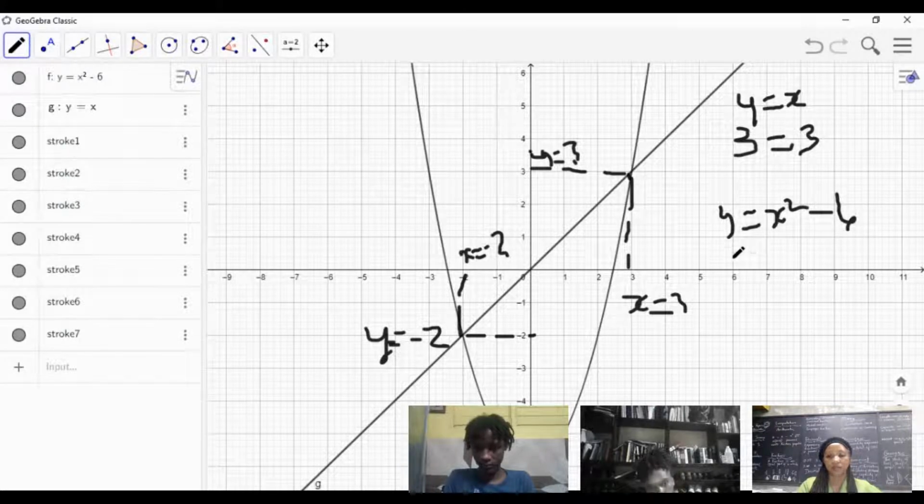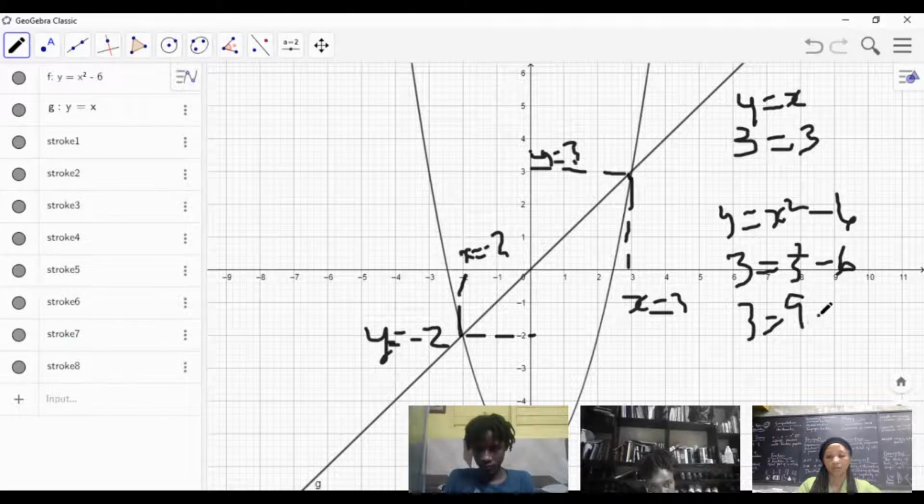So 3 equals 3 squared minus 6. And 3 squared is 9. So 3 equals 9 minus 6. And 9 minus 6 equals 3. So 3 equals 3. Okay, so that one checks out.